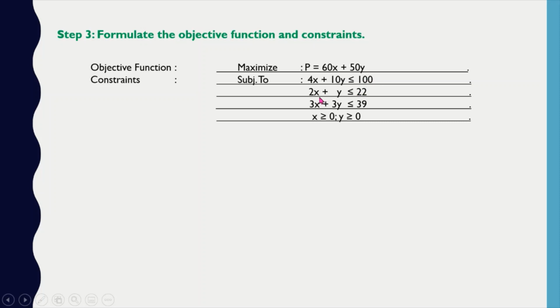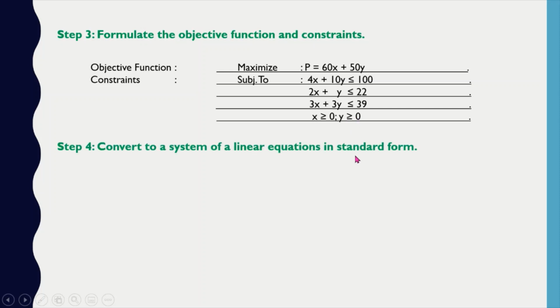And the same thing will happen with our inspection time. We have 2x plus y, which is also less than or equal to 22. Also, with our storage space, we have 3x plus 3y, the same space for type 1 and type 2 computers, so that is less than or equal to 39. Then of course, we must not forget to include our non-negative constraints: x is greater than or equal to 0, as well as y is greater than or equal to 0. That is to avoid negative values.